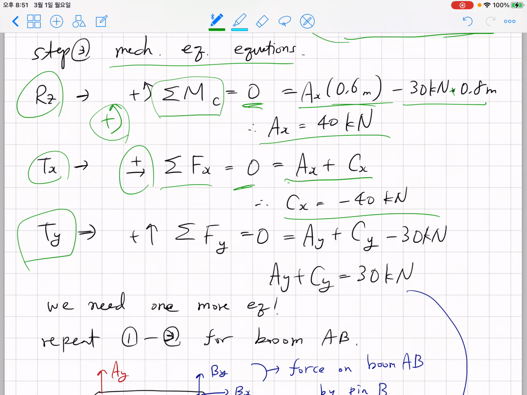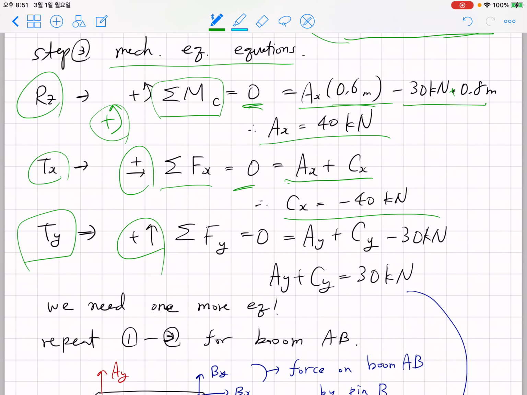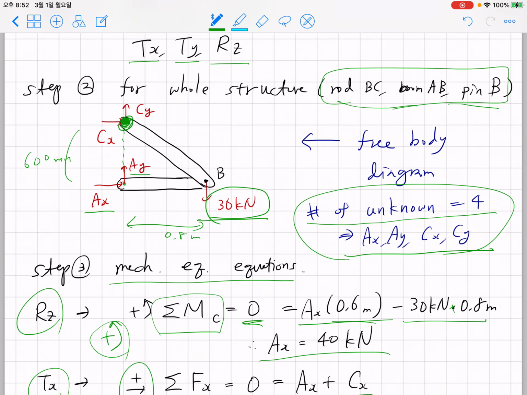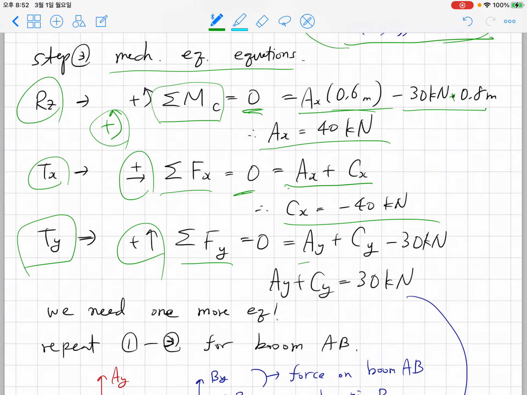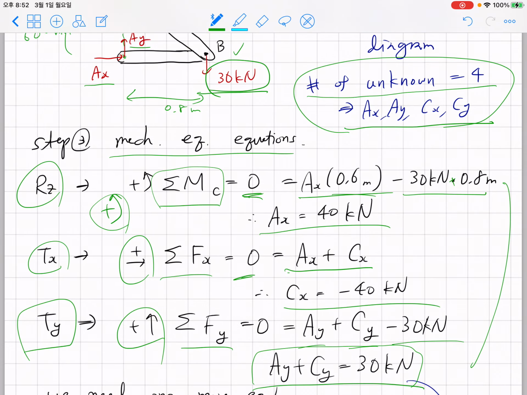Now about translation in y, typically we take the upward direction as positive, and the sum of Fy must be 0. There are 3 vertical forces: Ay, Cy, and minus 30 kilonewton, summed to be 0. We figure out Ay plus Cy must be 30 kilonewton, but that's it. We have only 3 equations because we have 3 degrees of freedom, but there are 4 unknowns.